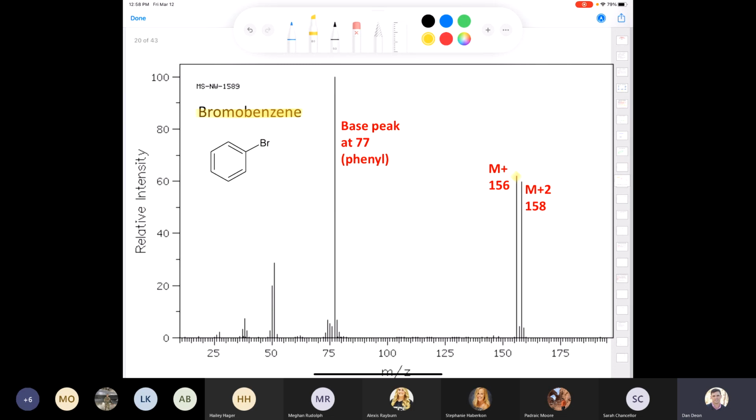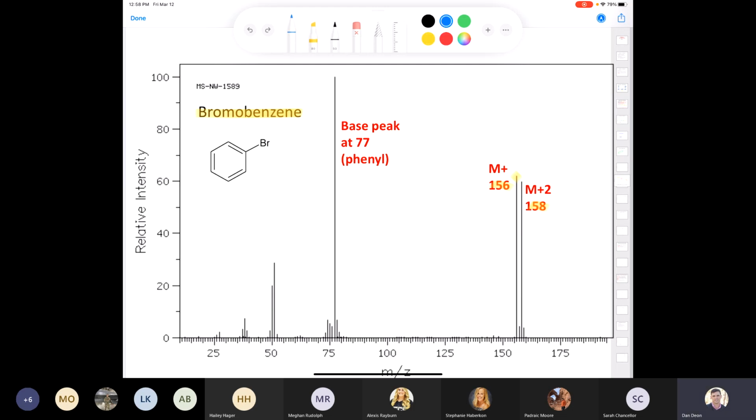However, you see the molecular ion, which is at 156. We have a very nice peak at M+2, which is 158. It's a roughly 1-to-1 intensity. Therefore, right away, immediately, the student or the scientist could look at this and say, there's bromine in the molecule.